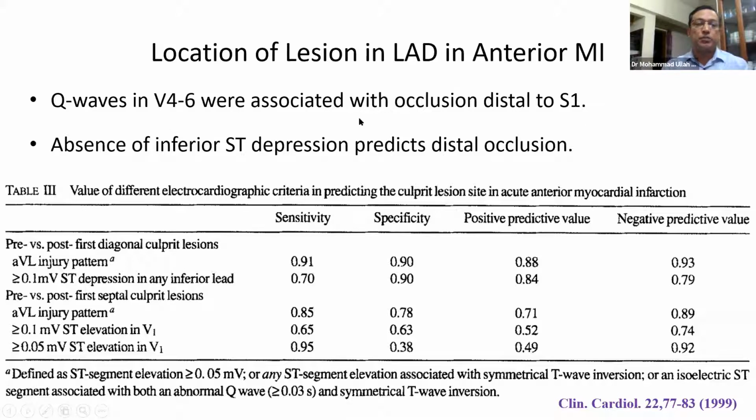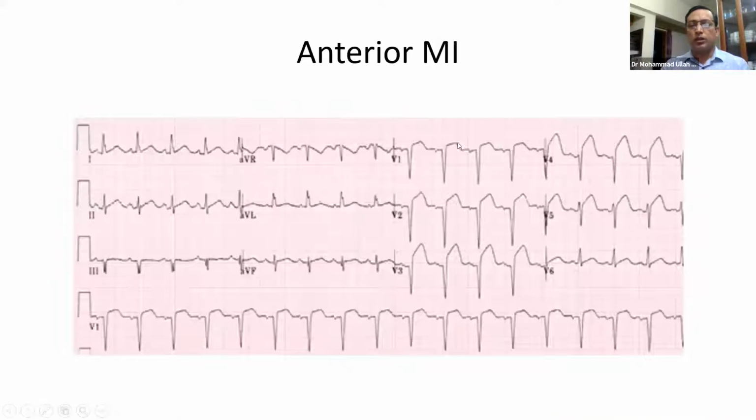And if the Q waves are present in V4 to V6, usually associated with a distal lesion, that means if there is no ST elevation or Q wave in V1, there is no ST elevation or Q wave in 1 and aVL, there is ST elevation limited to V3 to 6 or V4 to 6, that indicates there is a distal lesion, distal to the septal 1 and distal to the diagonal 1. Like this one, this patient has got no elevation in 1 and aVL. There is minimal elevation in V1, but there is elevation in V2 and the other leads.